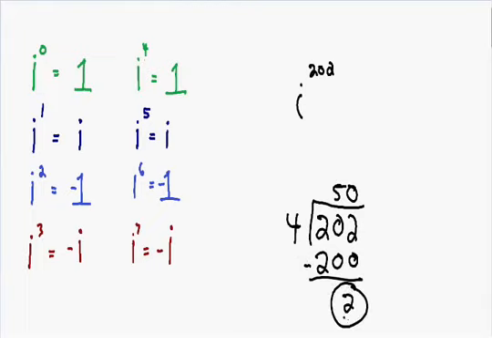So we know, since we have a remainder of 2, that this is going to be equal to i to the second power. And we know that i to the second power is equal to -1. So i to the 202 can be simplified, and our solution is equal to -1. So I think many of you get the idea now on how we can use the remainder to simplify any power of i. So in my next video, I'm going to talk about complex numbers.